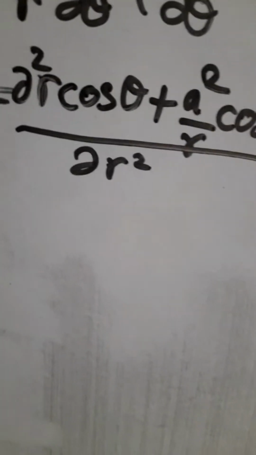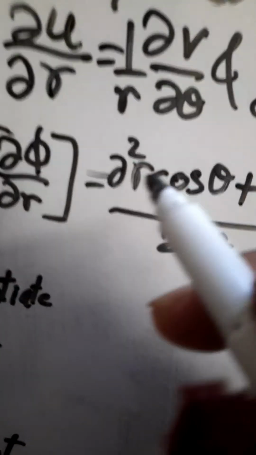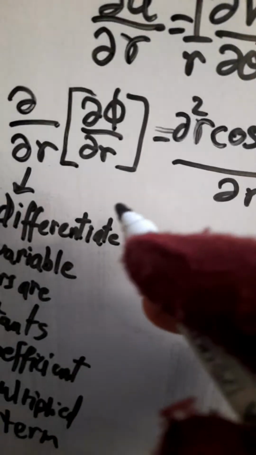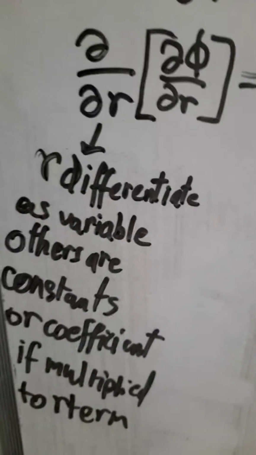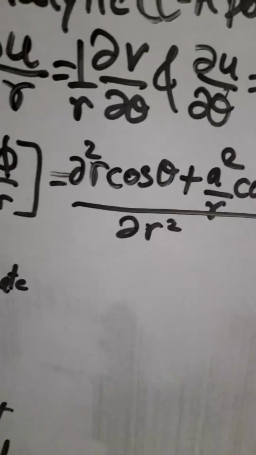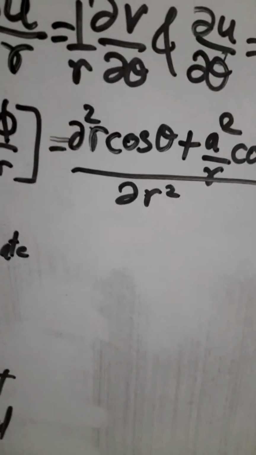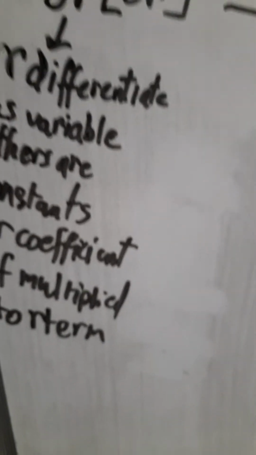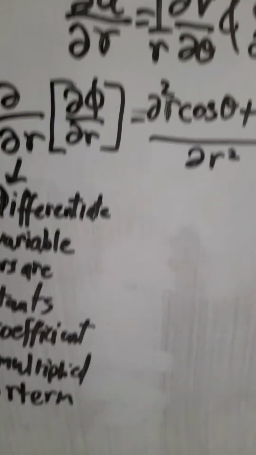So what I would do is, we have to only take the derivative of r terms here. Others would be constants or coefficients. So r square, r term is there. Cos theta is a theta term, not an r term. This is a different function, so we don't take its derivative. We would just treat it as a constant.